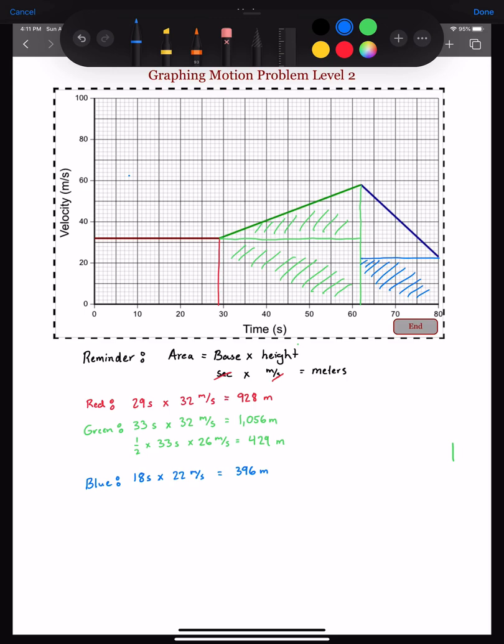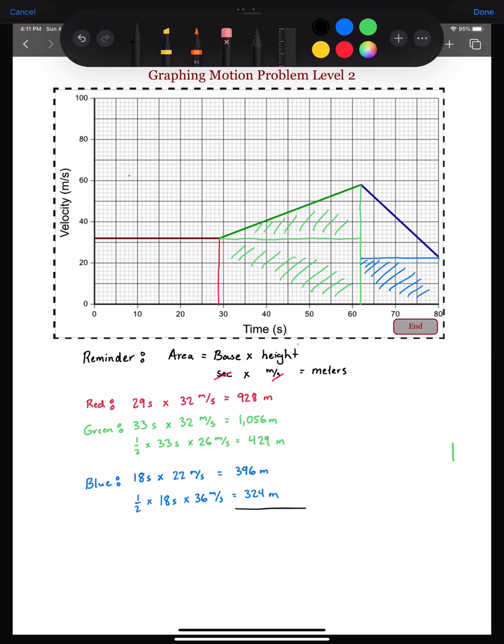Okay, and now we have to do the triangle. So the triangle is going to be 1/2 times the base. Base goes from 62 to 80, so again it's 18. And the height's going to go from 22 to 58, so 36. Okay, so 0.5 multiplied by 18 multiplied by 36, I get 324 meters.